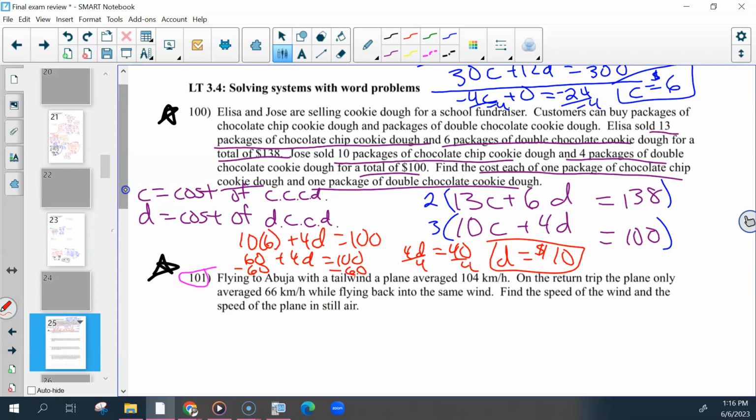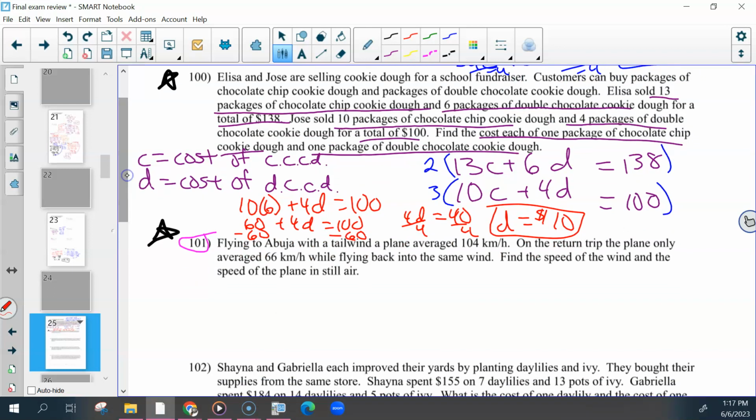In some of your word problems, double check your answers. It may make more sense for one to be more expensive than the other. And this one I could say double chocolate is probably more rare than chocolate chip, so it's probably more expensive. I'm assuming, I don't know if that's the real reason. Questions on that one before we do 101?